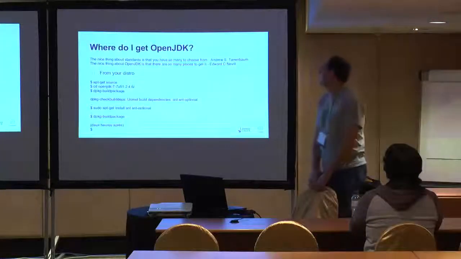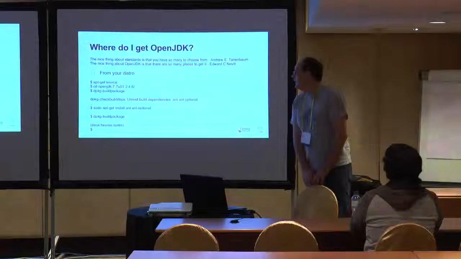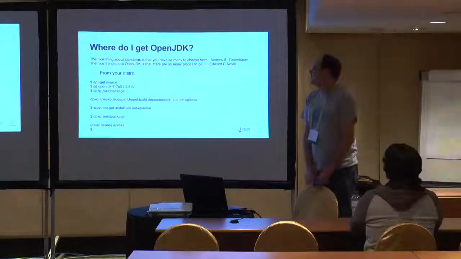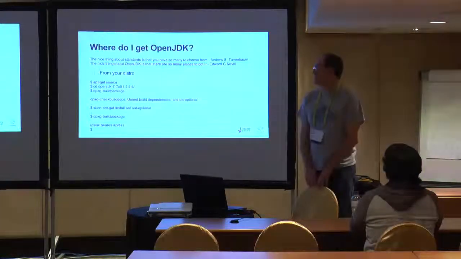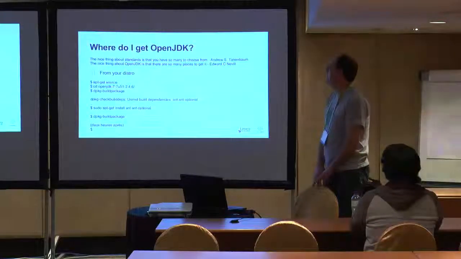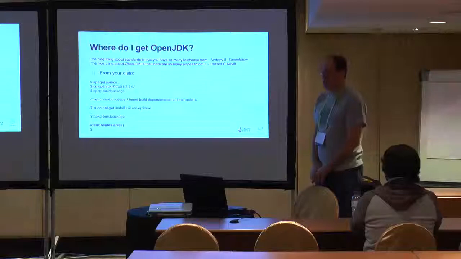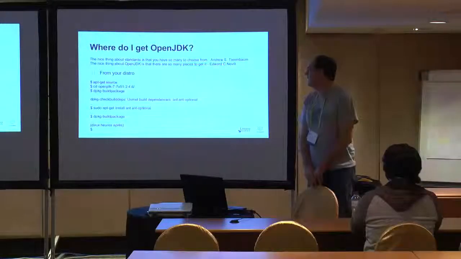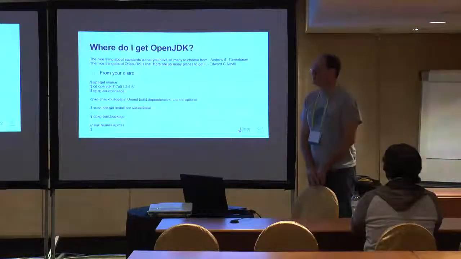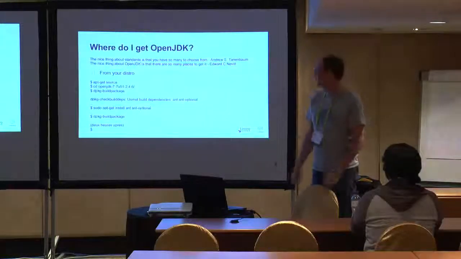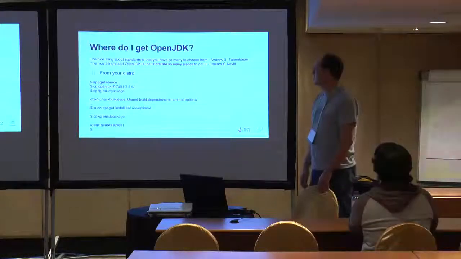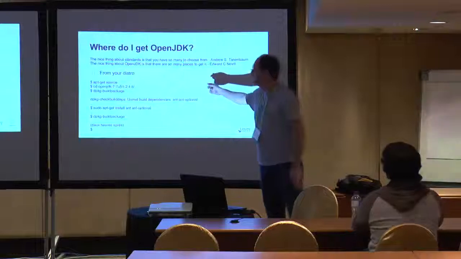So, where do I get OpenJDK? Unfortunately, there are lots of different places to get OpenJDK. It's a bit fragmented. The easiest place is probably just to get it from your distro. If you have a standard Ubuntu or Fedora, you can get the source package just by doing apt-get source.